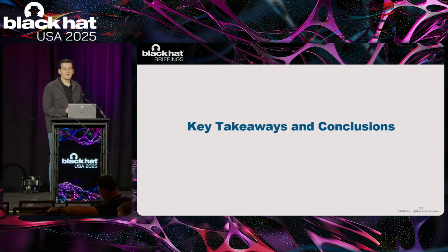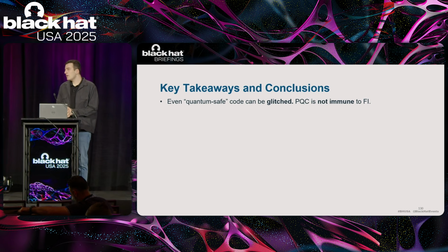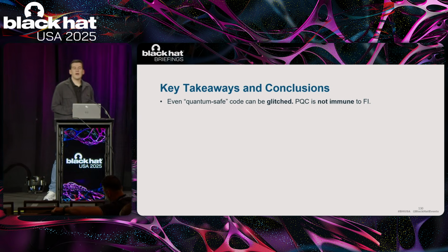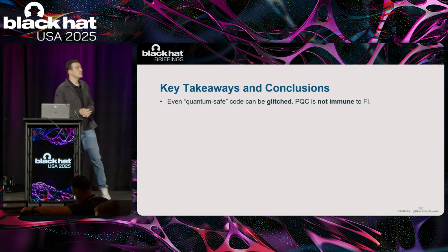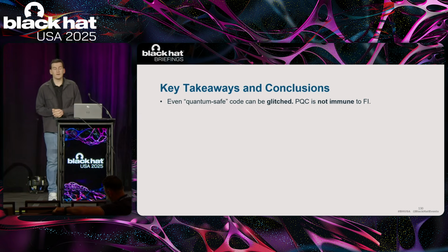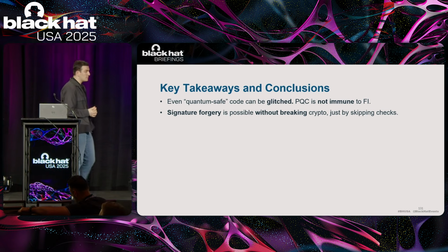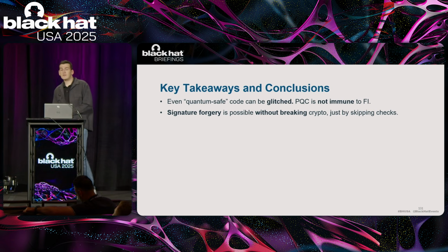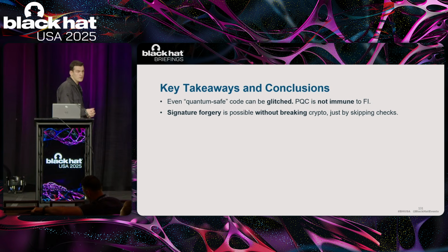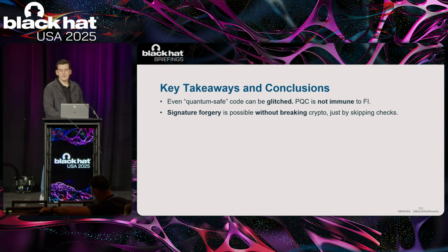Let's wrap the talk with key takeaways and conclusions. Even quantum-safe code can be glitched, and PQC is not immune to the fault injection techniques that we have developed so far. Signature forgery, or generating signatures, is possible without breaking the crypto, just by skipping the checks, attacking the initialization values, or attacking the math part of the calculations.